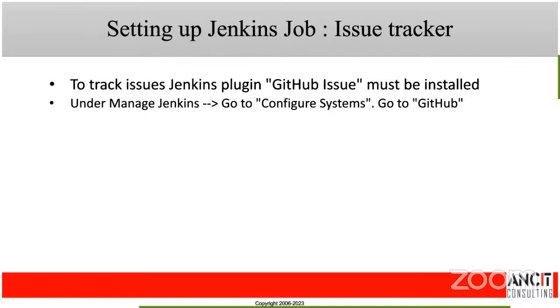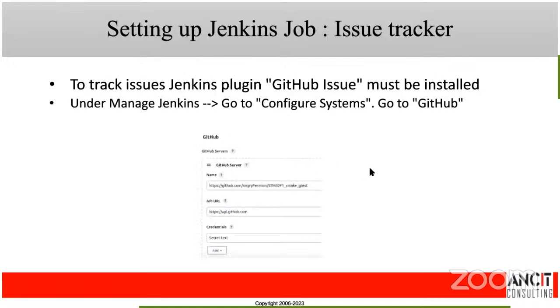And later on, if you rewrite your code and fix the code, and then Jenkins builds the code again, and if it's successful, it automatically closes the issue. To do that, under Manage Jenkins, you have to go to Configure System, and go to this particular part known as GitHub. And in GitHub, you can give your GitHub server, wherever it is that your code is.